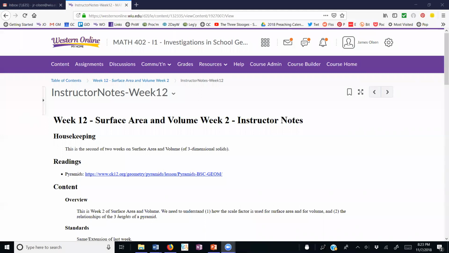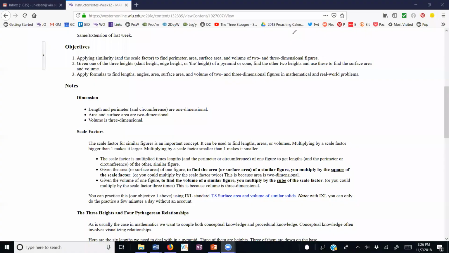Let's take a look at the week 12 instructor notes. Okay, let's take a look at the scale factors. The scale factor is used to multiply times a length of one figure to get lengths in the similar figure. Of course, if we multiply by a number that's less than 1, we get a smaller distance. If we multiply by something greater than 1, we get a larger length.